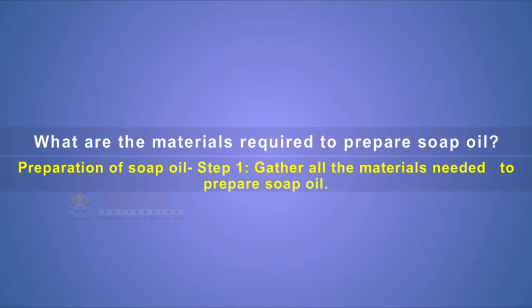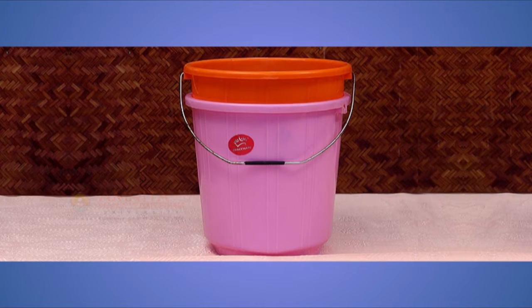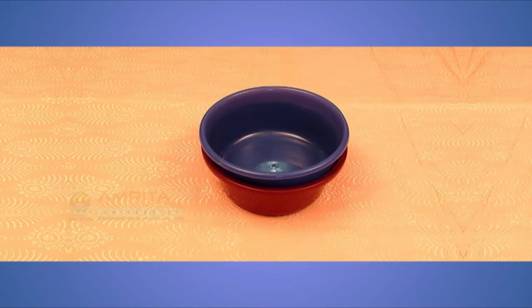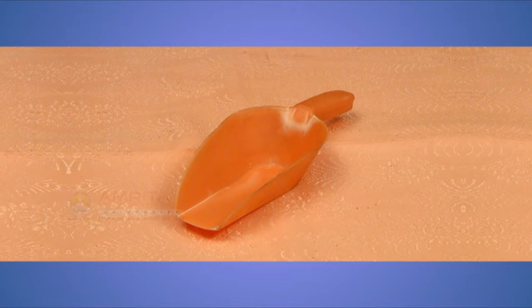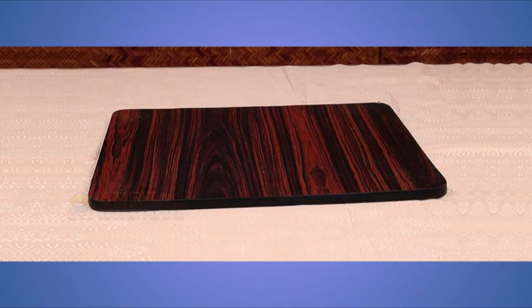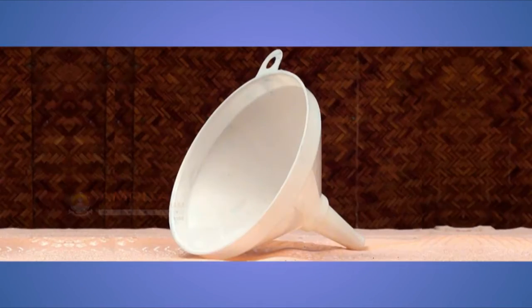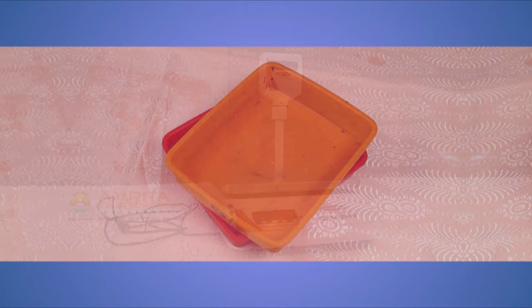Step 1. Gather all the materials needed for the job. The materials needed to produce soap oil are two big buckets, one mug, one wooden stick, two small bowls, a small scoop, a 1 liter measuring jar, a lid, empty 1 liter bottles, a funnel, a weighing machine, and trays.